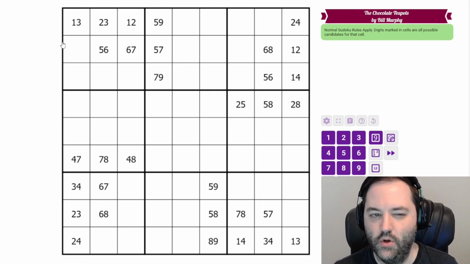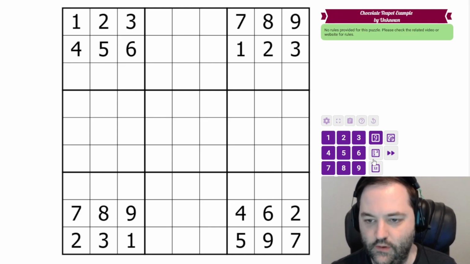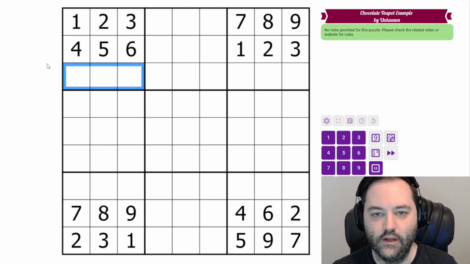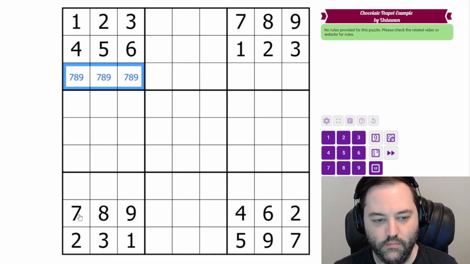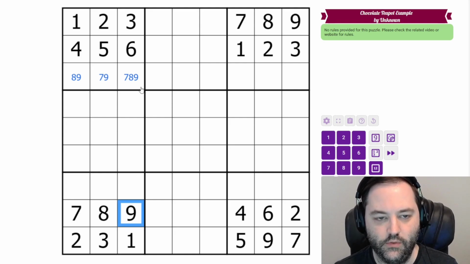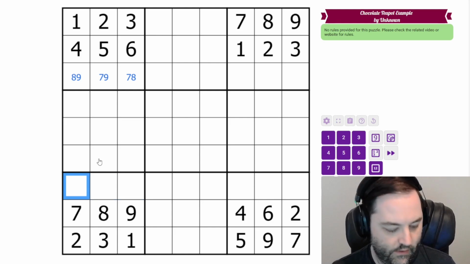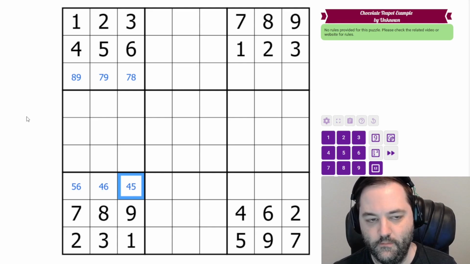So the most common way you're going to see something like this, I set up an example here. In this box, we only have 7, 8, 9 left to place. So I'm going to pencil mark them there, but notice down here, we have a 7 in column 1, an 8 in column 2, and a 9 in column 3. And so we're left with this chocolate teapot triple. And we're also left with 1 down here. This can be 5 or 6, this can be 4 or 6, this can be 4 or 5.